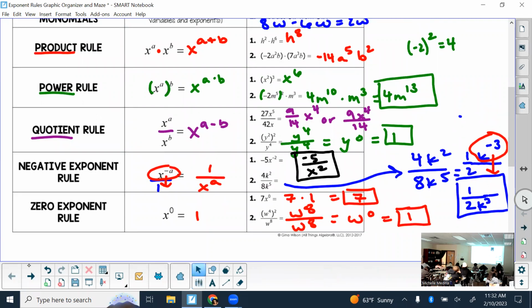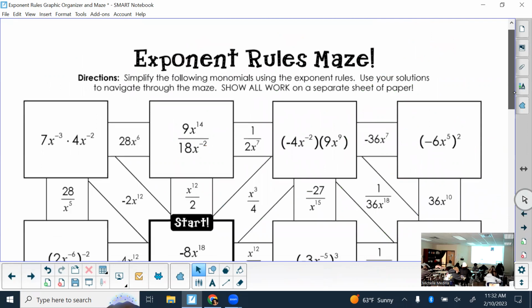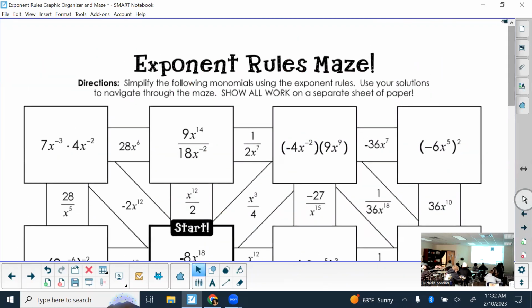Now I'm going to pass out the maze. The maze I do want turned in by the end of the class, so you'll have about 30 minutes to work on it. And the way that it works, I'm going to show you what it looks like, is it has a start, right? So you start where it says start, and you work out that problem.